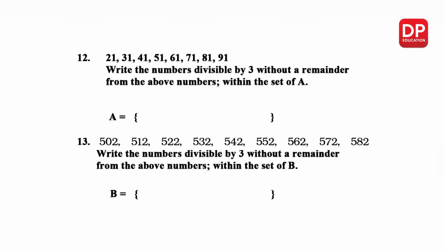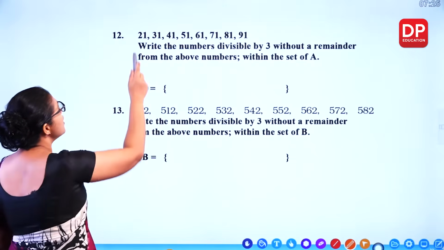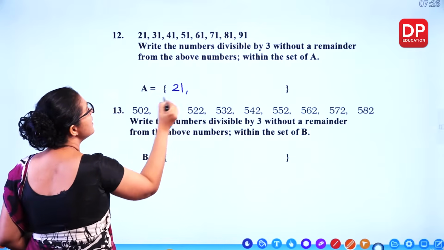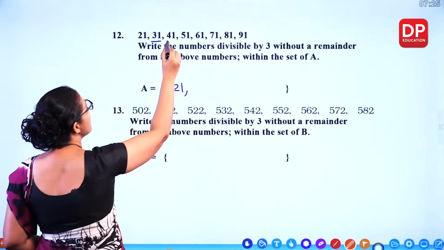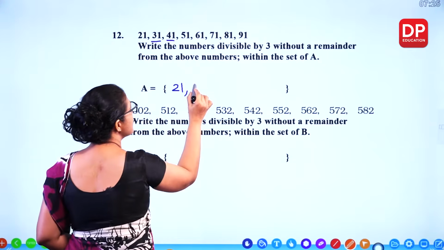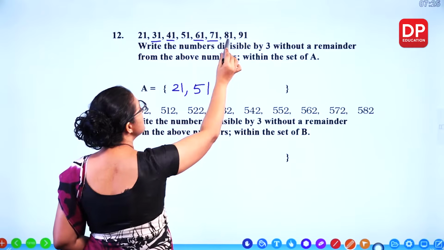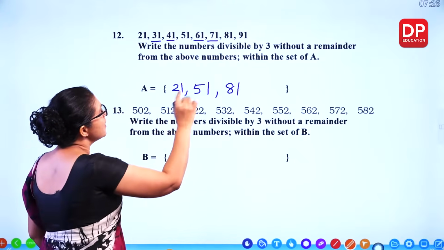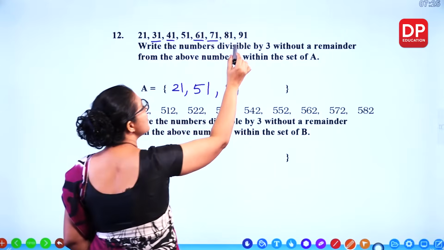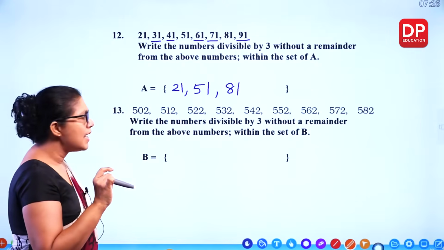Look at these numbers. Write the numbers divisible by 3 without a remainder from the above numbers within the set A. So what you have to do? You have to find out the digital root. 2 plus 1, 3. So that's divisible by 3. 3 plus 1, 4. It's not divisible. 4 plus 1, 5. It's not divisible. But here 5 plus 1, 6, yes, it's divisible. 51. 6 plus 1 again not divisible. 7 plus 1, 8. Not divisible, but 81. 8 plus 1, 9. That's divisible by 3. 9 plus 1, 10. That's 1 plus 0 again 1. So that's not divisible. So only 21, 51, 81 are divisible by 3.